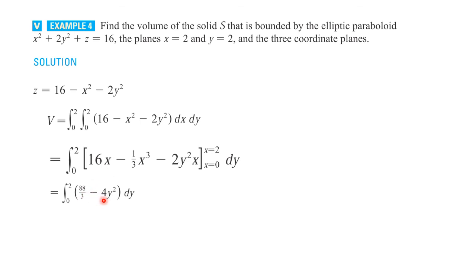Now integrate with respect to y. We'll get 88 over 3y minus 4 over 3y cube. Solve it, we'll get 48 as our final answer.